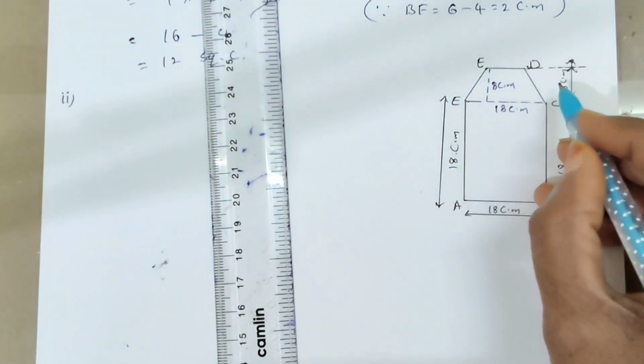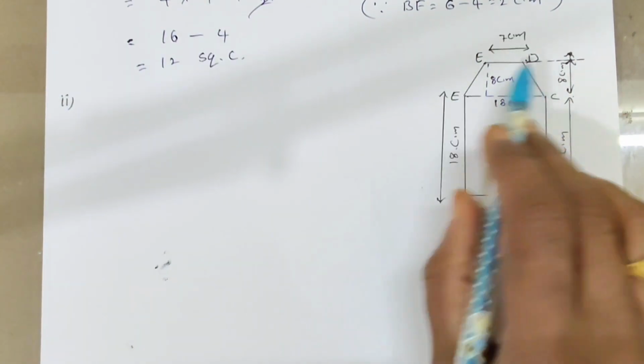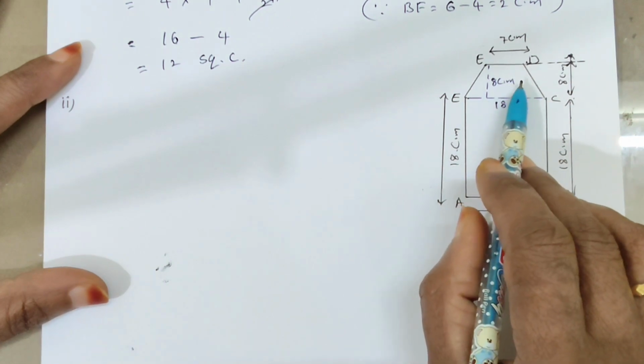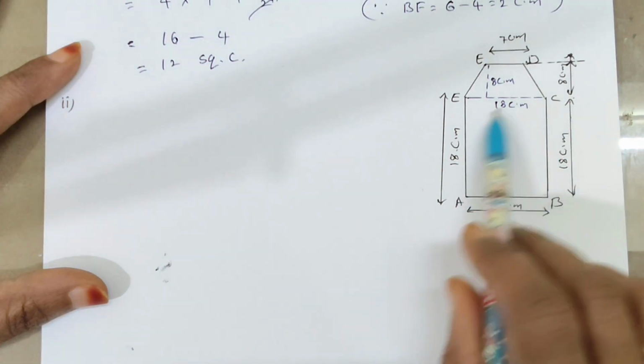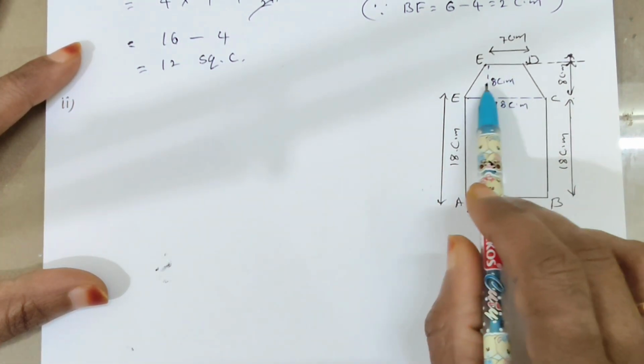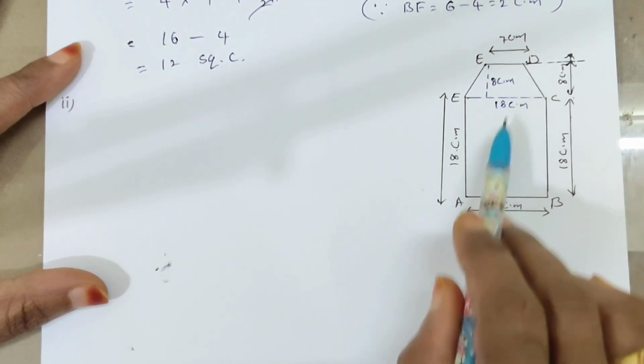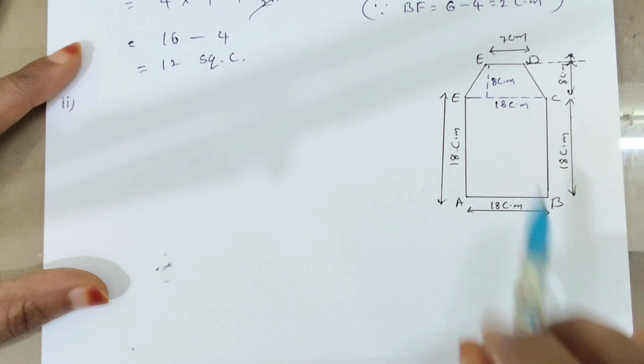E to D is 7 centimeters. Now first we find the area of the square, and next the area of a trapezium. We find the ED EC trapezium area. So this complete area is equal to the sum of these two parts' areas.